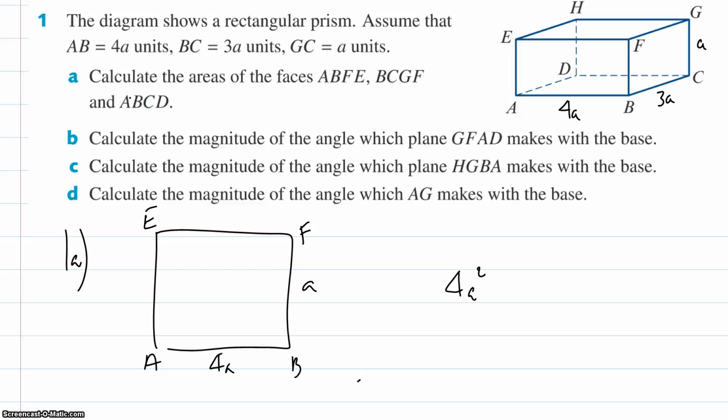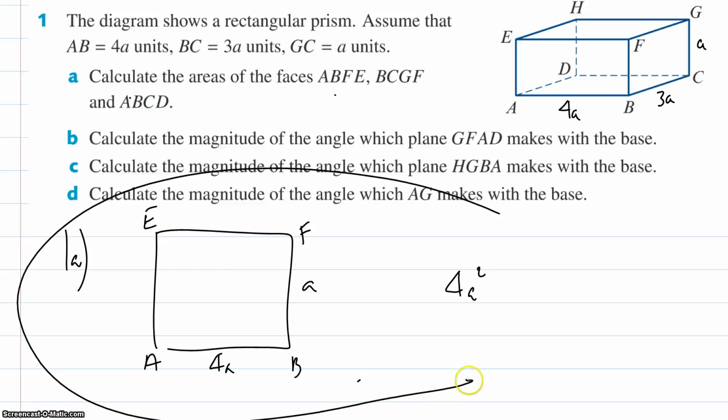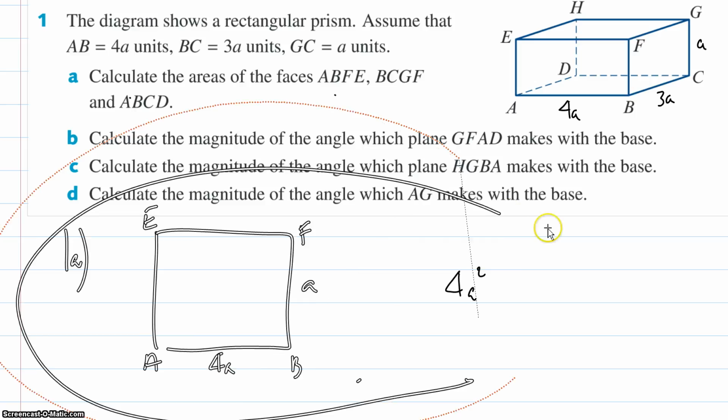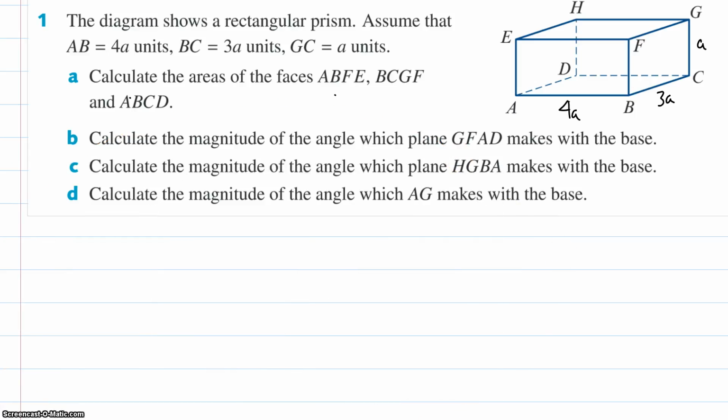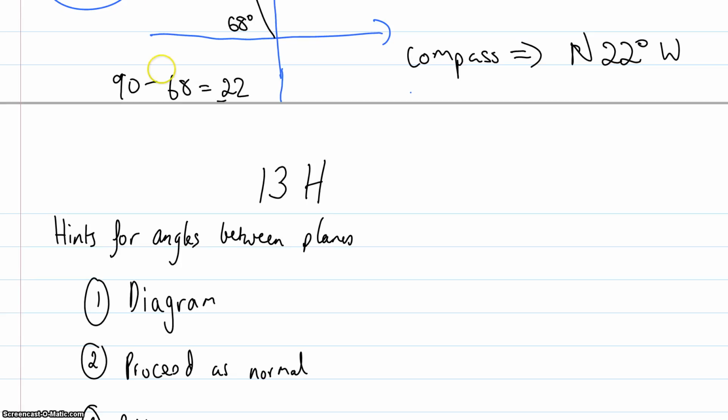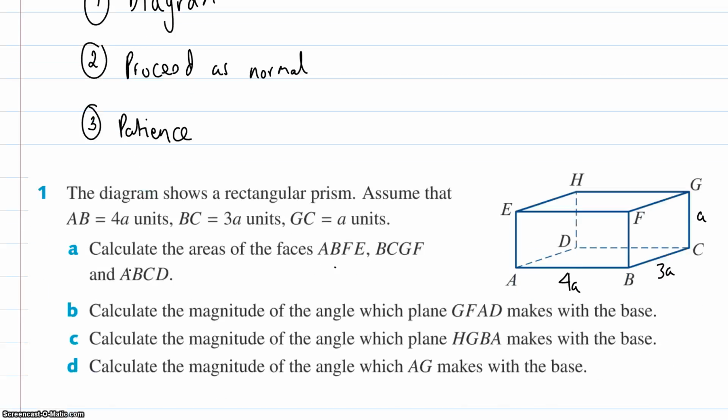Okay, so I'll rub this one out, because I don't think I need that for the moment. So I'll do B. Calculate the magnitude of the angle which plane GFAD makes with the base. And there's G. Okay, so in red, I'm going to do all those things. So where was it? G here, F, A, D.